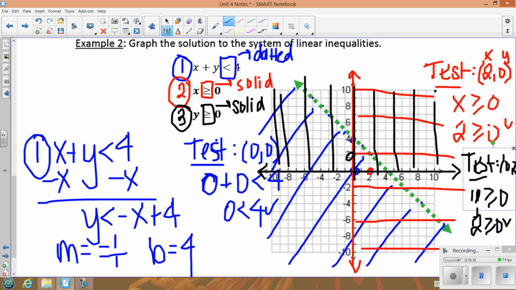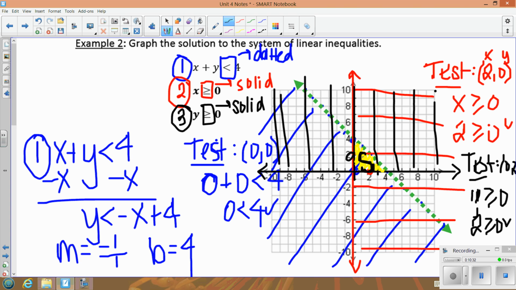So then where all of your solutions overlap is in this region right here. This is where all of the shading overlaps. So that region is called the solution region. So I'm just going to put a big S in there for solution. So then that would be it for that one.